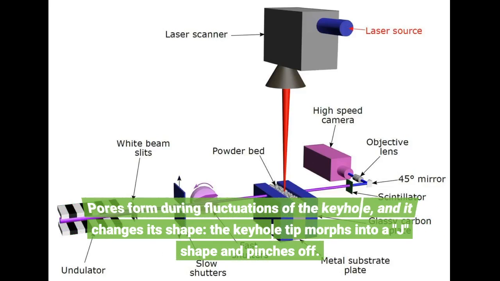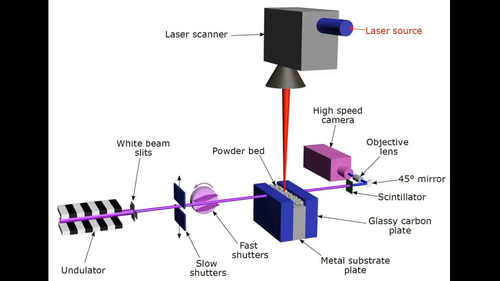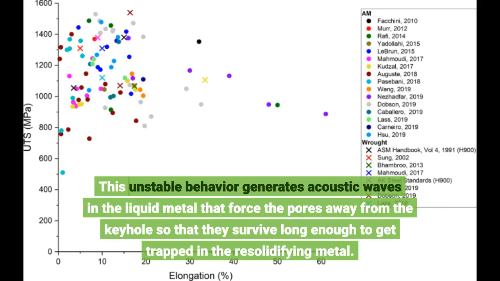Pores form during fluctuations of the keyhole, and it changes its shape. The keyhole tip morphs into a J shape and pinches off. This unstable behavior generates acoustic waves in the liquid metal that force the pores away from the keyhole so that they survive long enough to get trapped in the resolidifying metal.